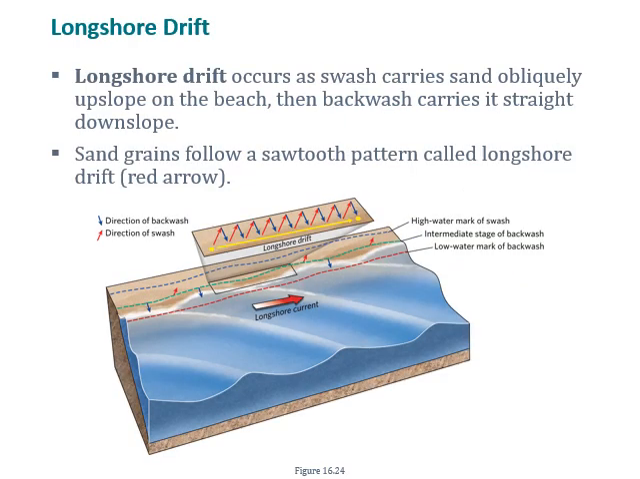Longshore drift occurs as swash carries sand obliquely upslope on the beach, then backwash carries it straight downslope. So we've got wave refraction not perpendicular to the shoreline, moving sediment in the red arrows, and then the sediment coming back down due to gravity, perpendicular to the shoreline, in the blue arrows. Over time, this moves sand in the direction of the longshore current. It forms a sawtooth pattern.